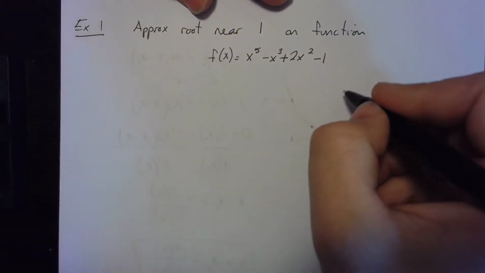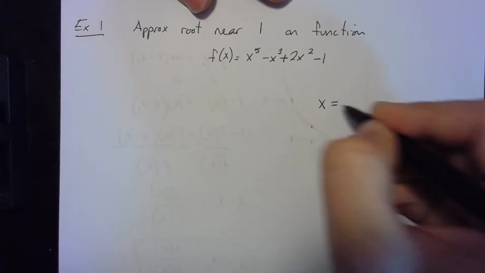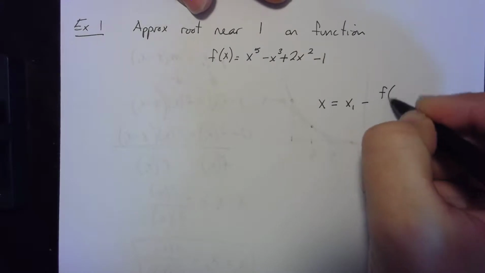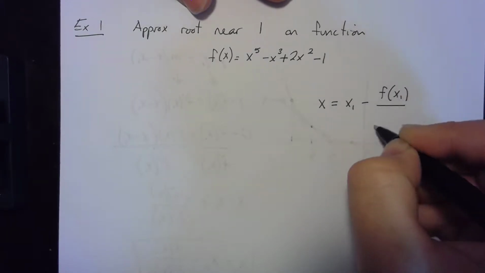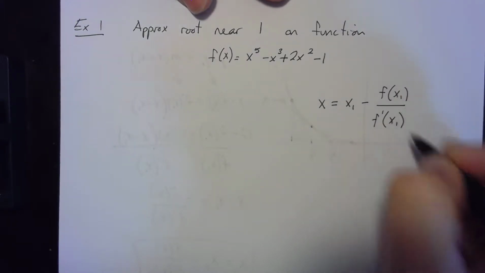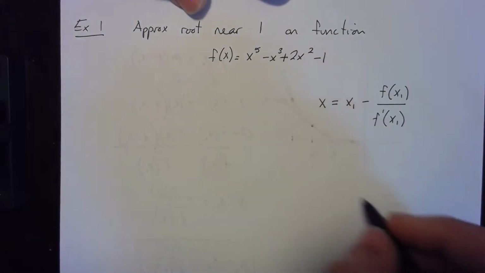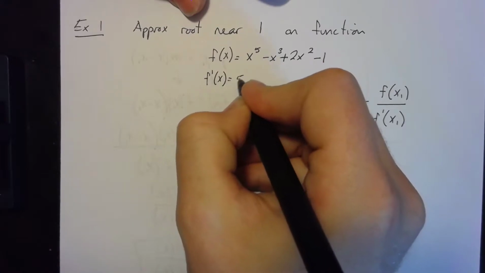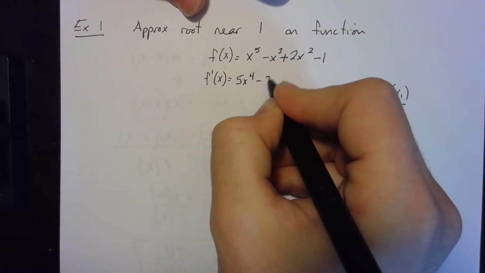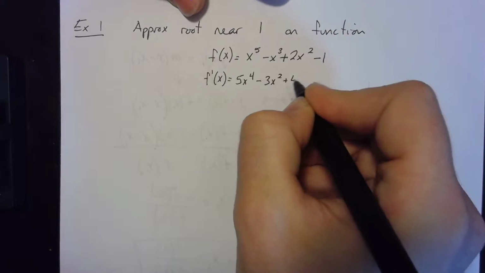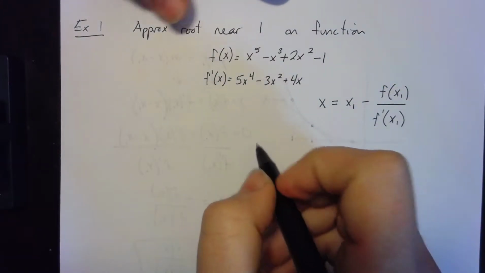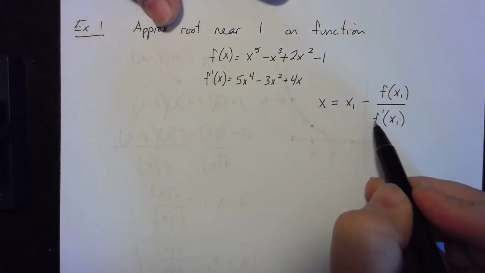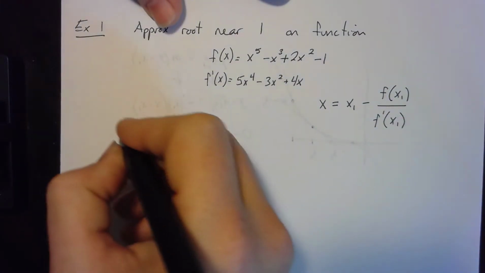Now, recall, the root is going to be approximated using Newton's method such that x is equal to x1 minus the original function at 1 divided by the derivative function at 1. So we're going to start off by finding the derivative of this function. So f prime of x is equal to 5x to the fourth minus 3x squared plus 4x. Now, I can plug this formula into here, and this formula into here, and be able to identify what x2 is.